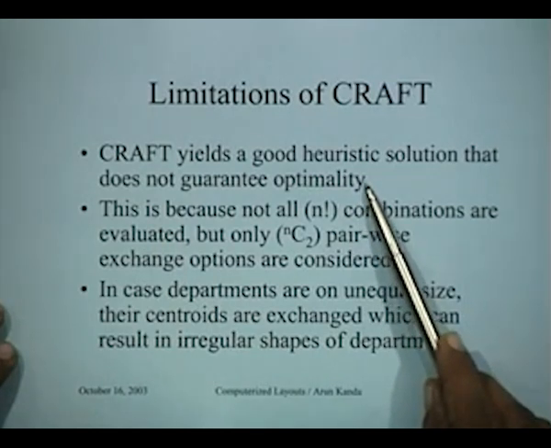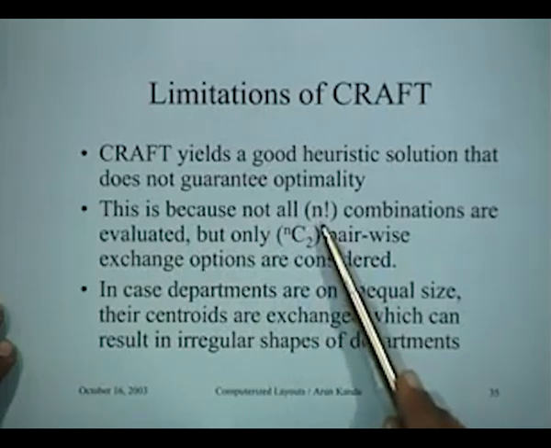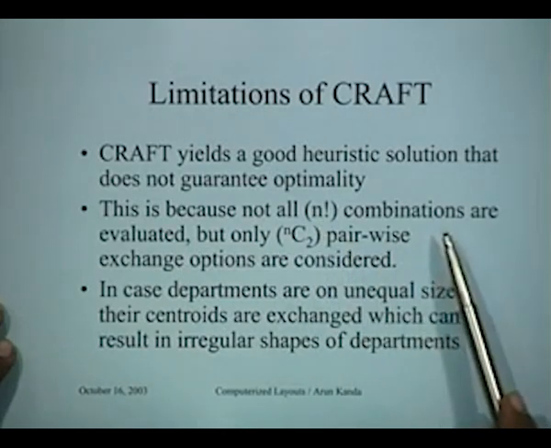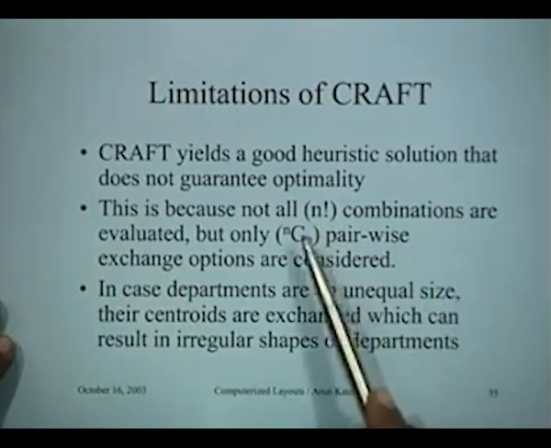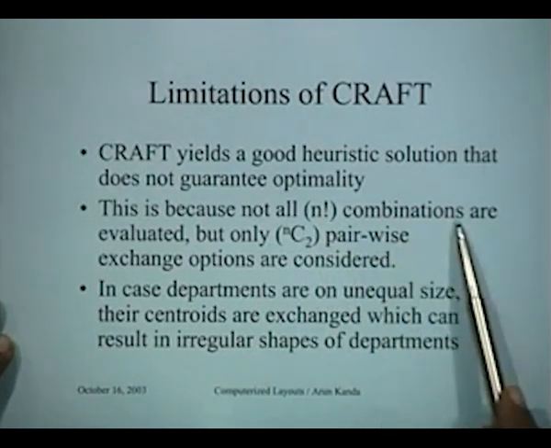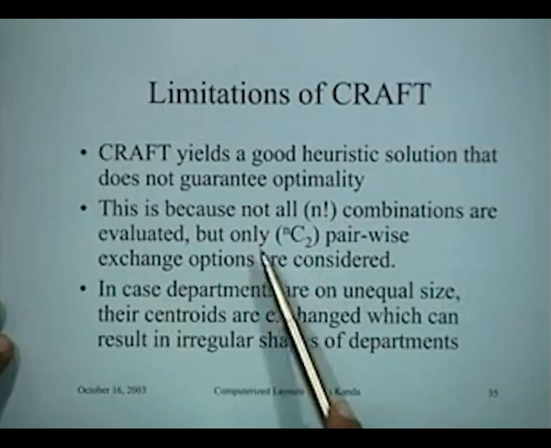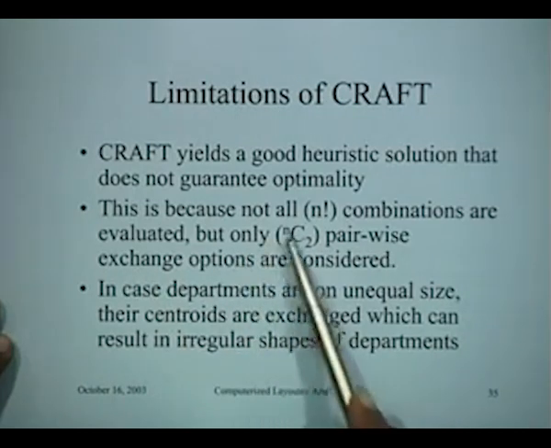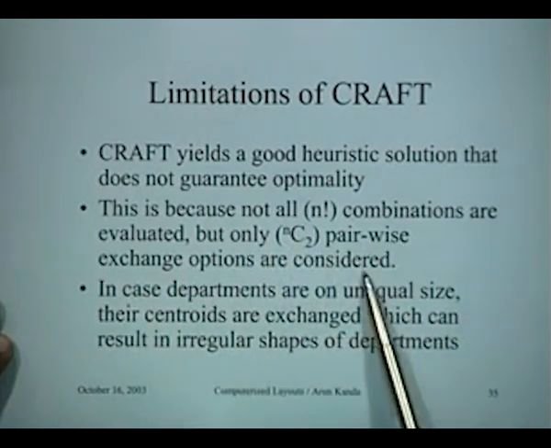So the point that you must bear in mind is that you're not getting the best solution, you're not getting the optimal solution, but you're getting a good heuristic solution. Why is this? This is because if there are n departments, there are n factorial ways in which you can generate new layouts. So instead of generating n factorial combinations, we are actually using at each iteration only NC2 pairwise exchange options are considered.